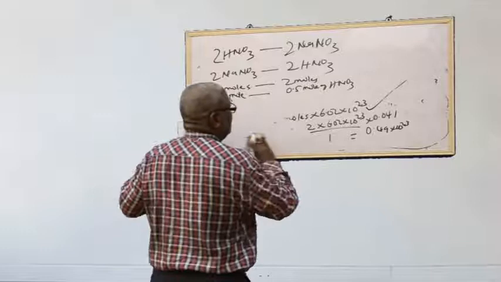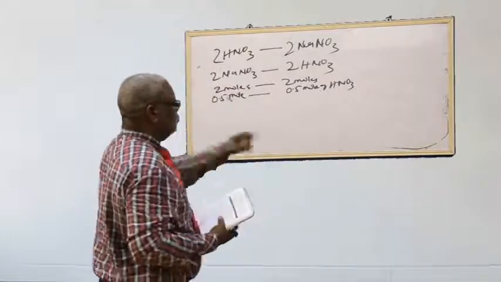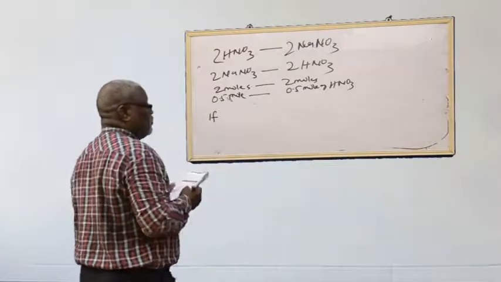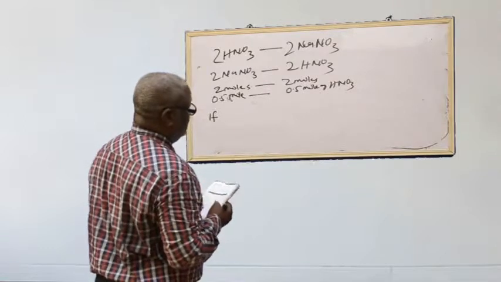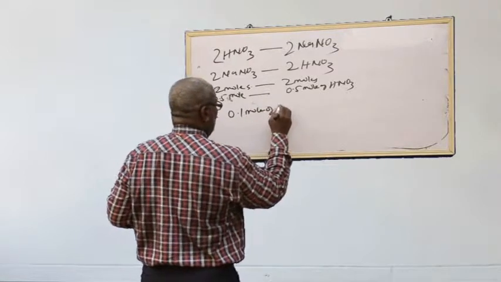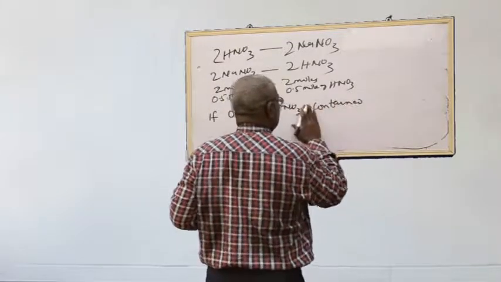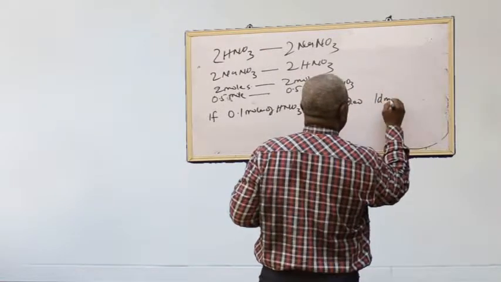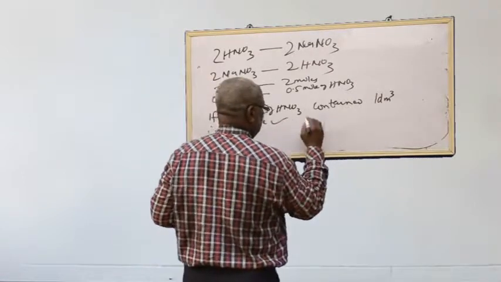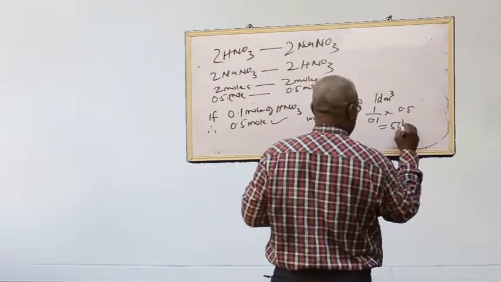We now find the corresponding volume of 0.5 mole of HNO3. What is the concentration of HNO3? The concentration in mole per dm cube calculated for the HNO3 is 0.1. If 0.1 mole of HNO3 is contained in 1 dm cube, then 0.5 mole of HNO3 will be contained in 1 over 0.1 times 0.5, which equals 5 dm cube.